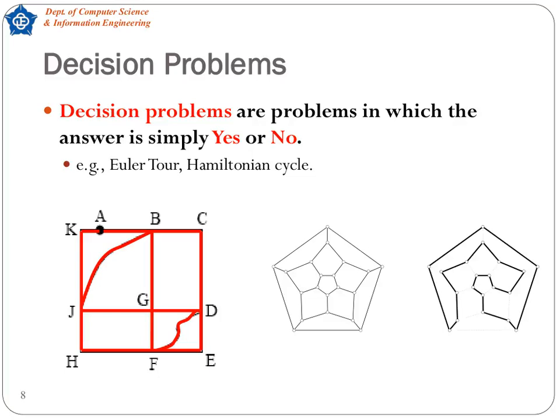Building on that, let's look at decision problems, those whose answer is simply yes or no. Two classic examples are the Euler tour problem and the Hamiltonian cycle problem. On the left, you see a square subdivided into 4 regions, with its vertices labeled A through K. The red curve traces a closed path that uses every edge exactly once and returns to its starting point.